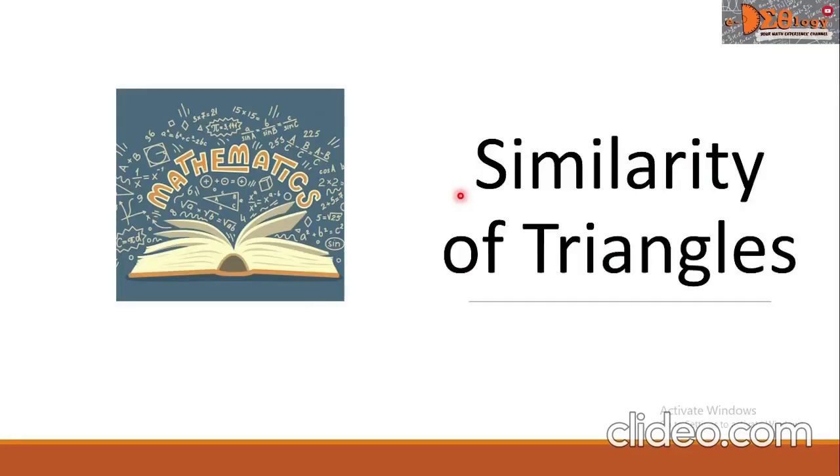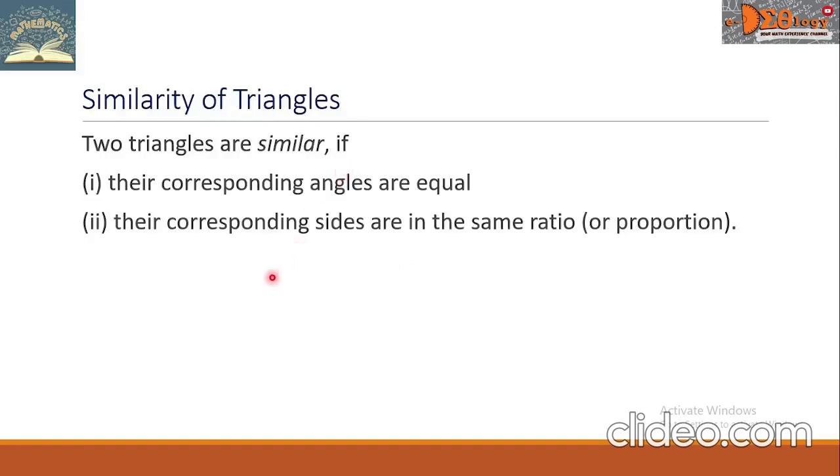Hi everyone, today we're going to study similarity of triangles. Two triangles are similar if we have these two conditions. First, their corresponding angles are equal. Second condition, their corresponding sides are in the same ratio or proportion.